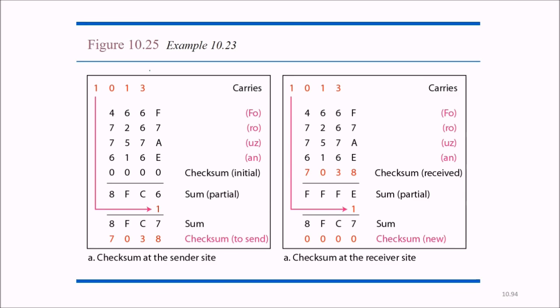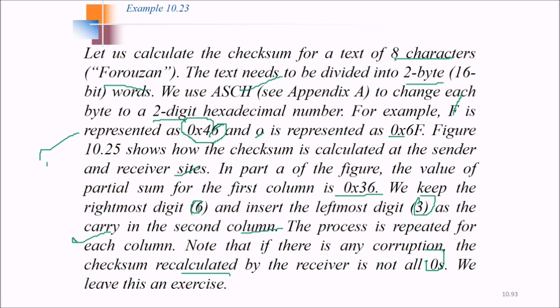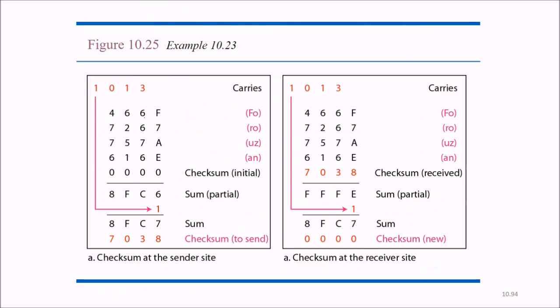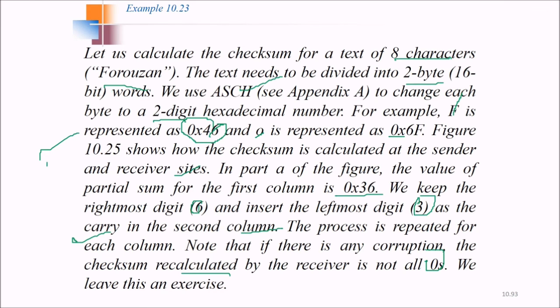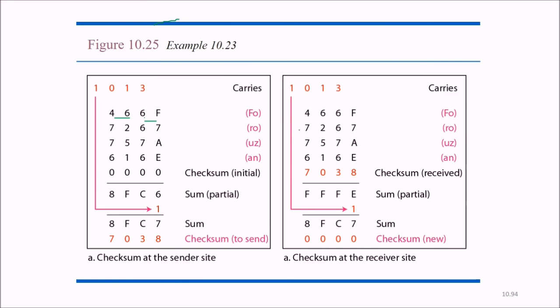This is what we have just read. See, this is for F and O. F was 0x46 and O was 0x6F. So 46 and 6F, and we have a 2-byte word, that is 16 bits. This is 1 word. Then the other words are RO, UZ and AN. And this is the checksum we add, that is 0000. We add them, and this is the partial sum.